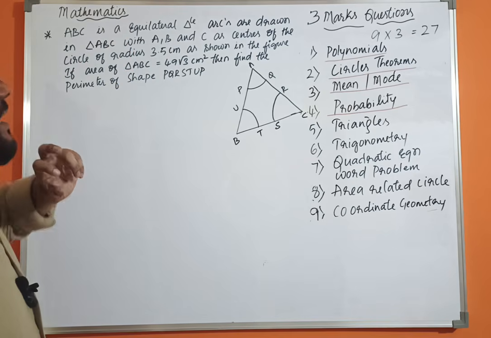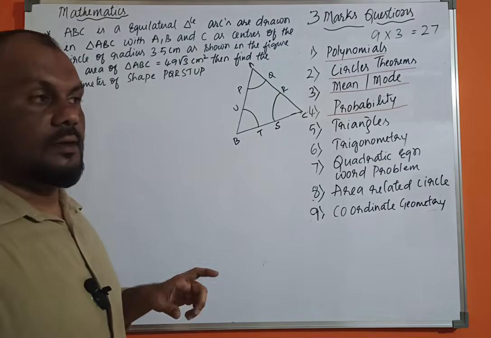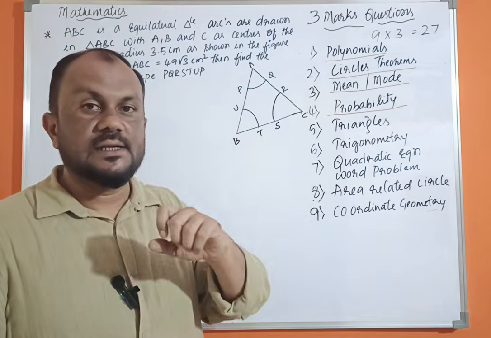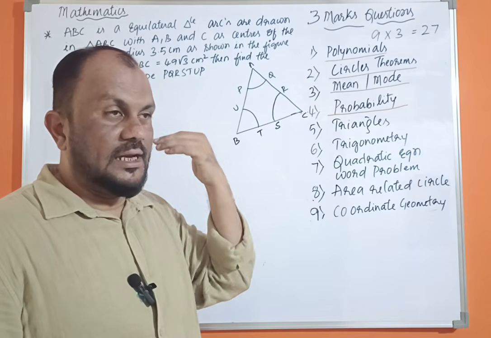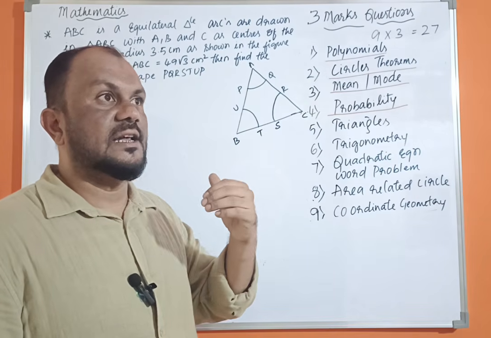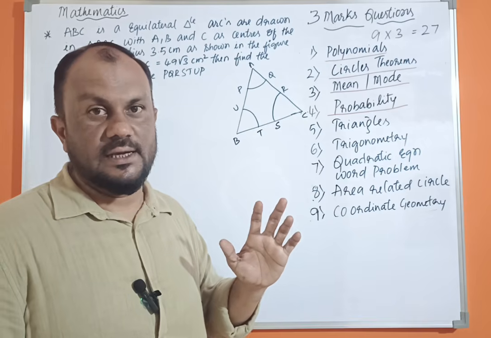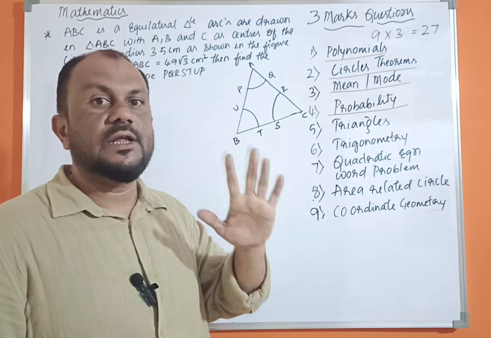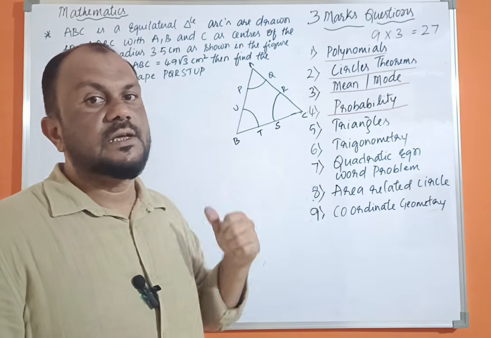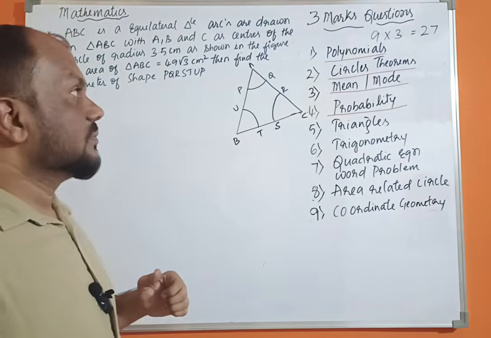ABC is an equilateral triangle. Remember this one. What kind of triangle is it? Equilateral triangle. So your brain should recall that all the sides are equal and every angle is 60 degrees. This is what you have to recall whenever you hear about an equilateral triangle.